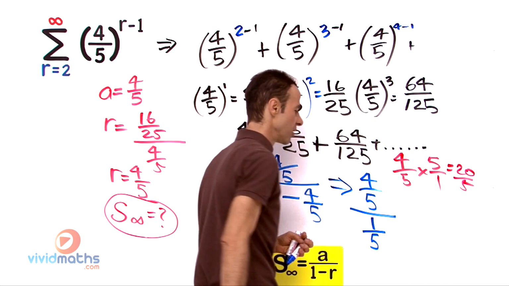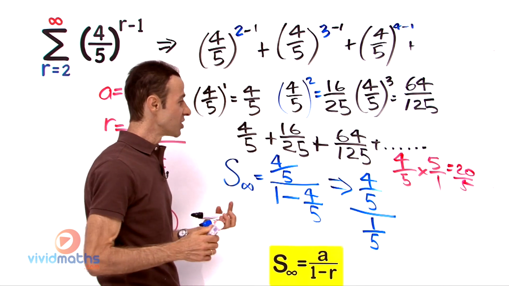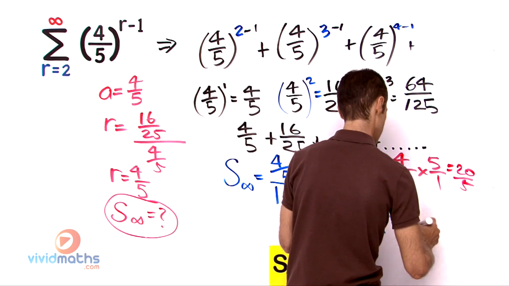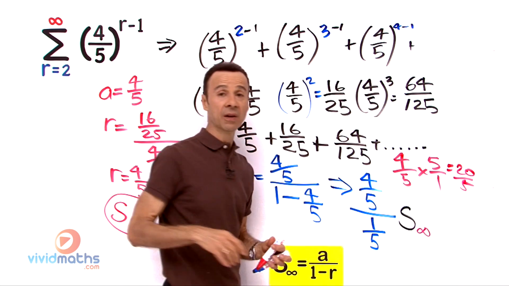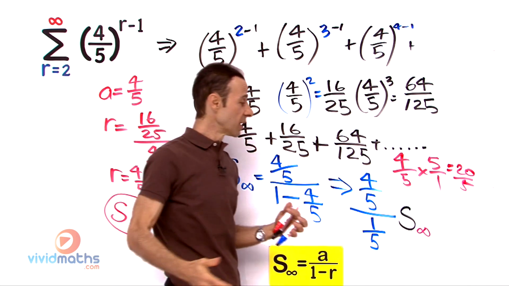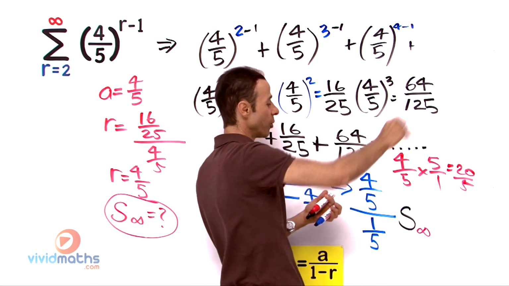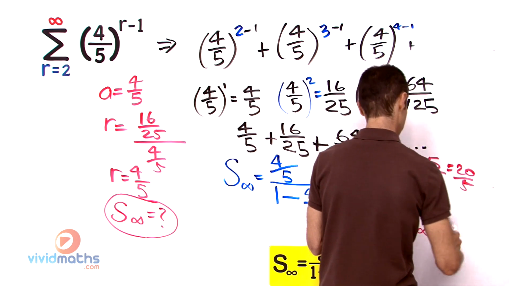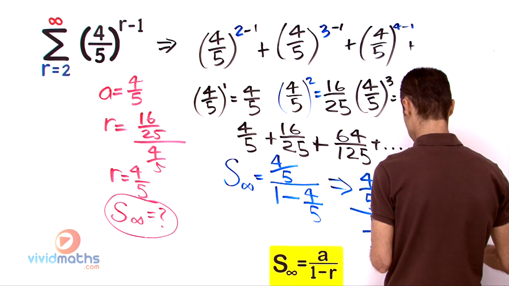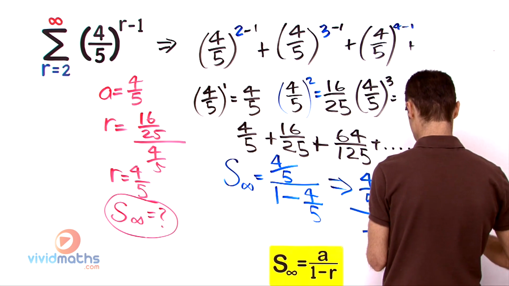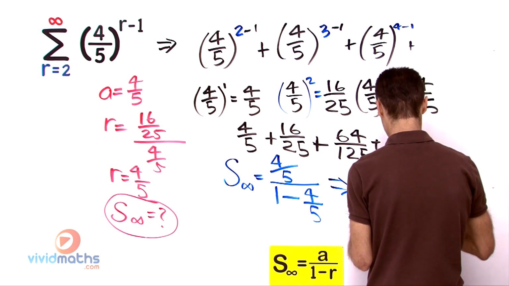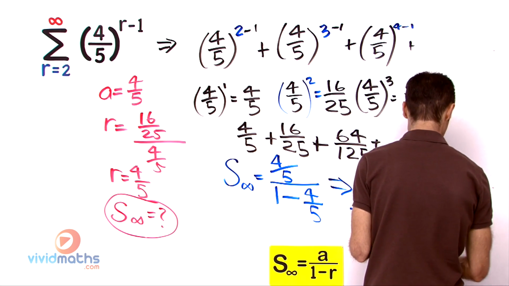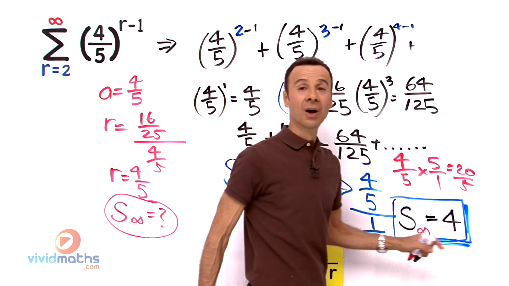So that's going to give us the sum to infinity. Therefore, the sum to infinity for this particular function up here with sigma notation, adding them up all the way to infinity, gives us a value of 20 divided by 5, which gives us a sum to infinity of 4.